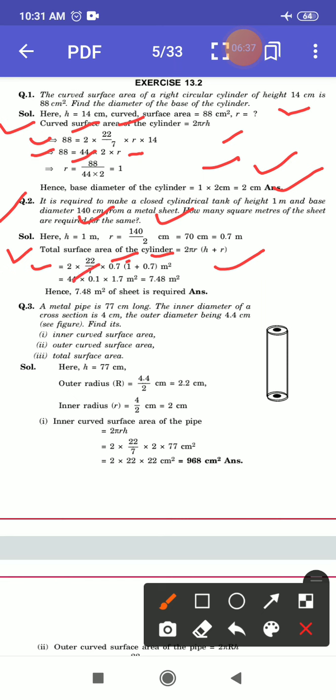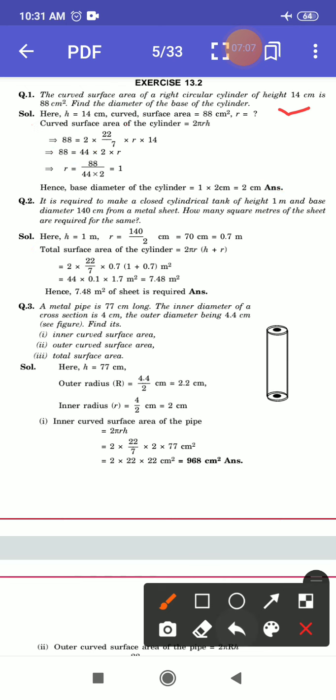So 7 cut by this, this value is converted into 0.1, 7 ones are 7, so 0.1, and 2 into 22 means 44. So 44 into 0.1 into 1.7, and then you have to multiply it to find the total surface area of the cylinder and the required sheet for making the cylinder with the same dimensions. Clear? So in this way you have to solve these questions. These questions are quite easy, not so difficult, so you can do all of them easily.